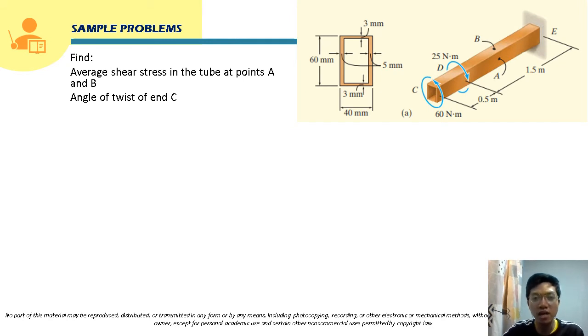For this problem, we are going to solve the shear stress in the tube at points A and B. Again, points A and B are located at this section; they are actually at one cross section. To solve for the shear stress at these points, we have to determine the torque acting at this section. Also, since point B is at this point and point A is here, the thickness at point B is actually 3 millimeter.